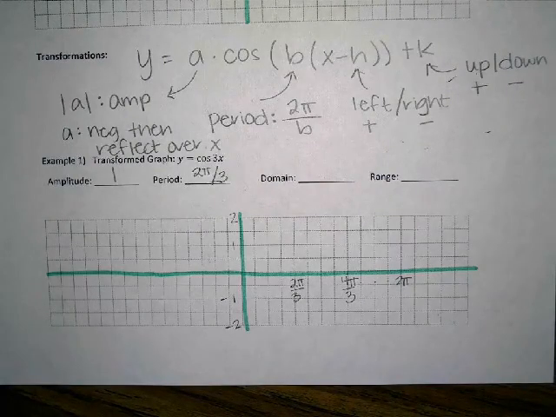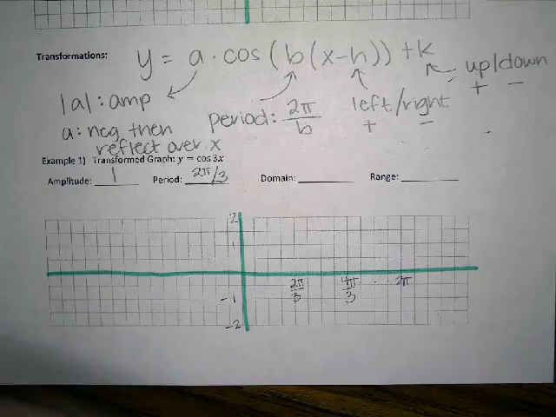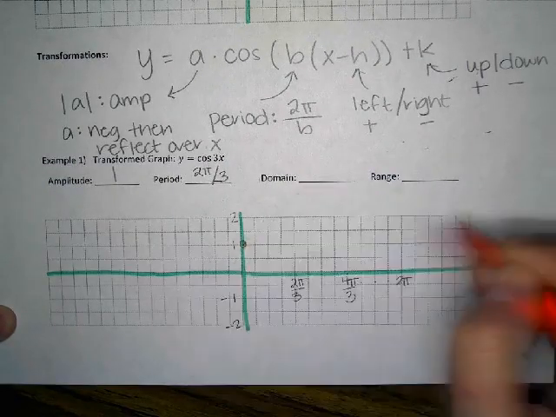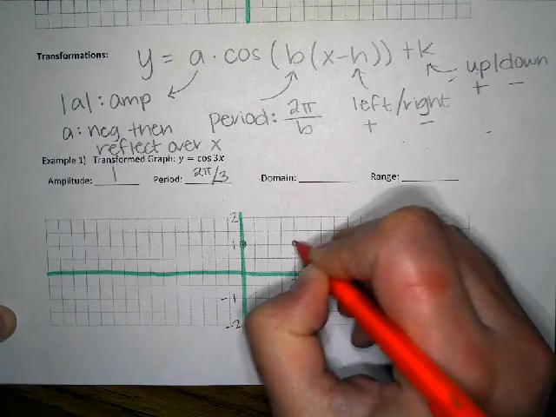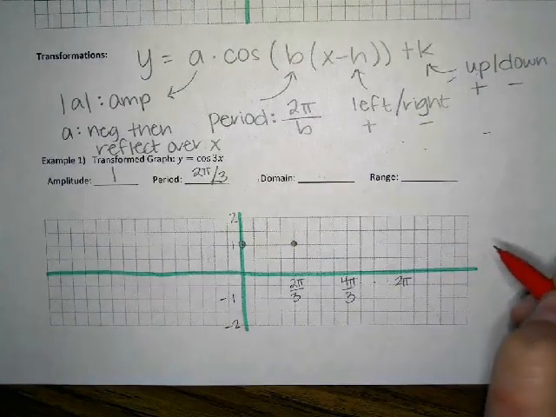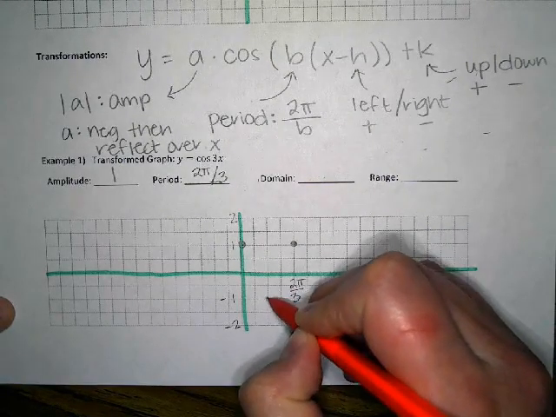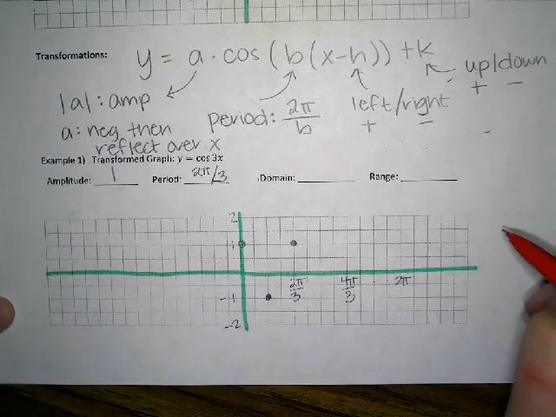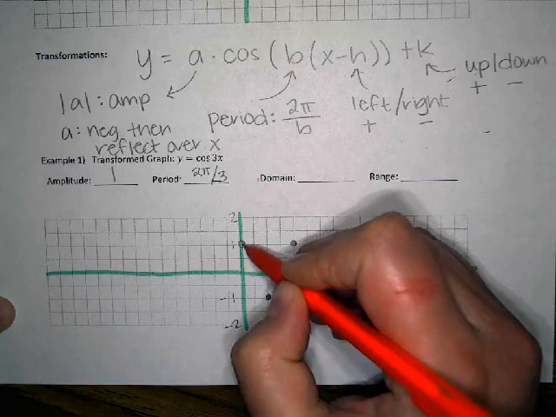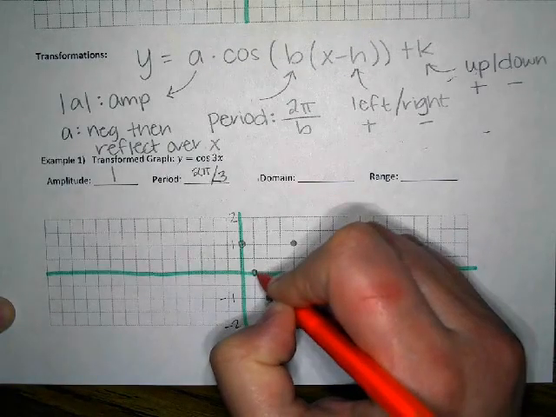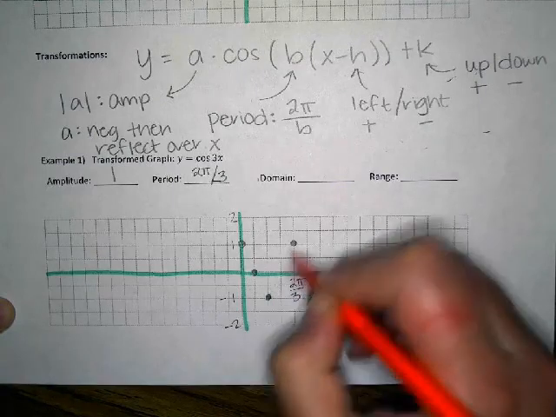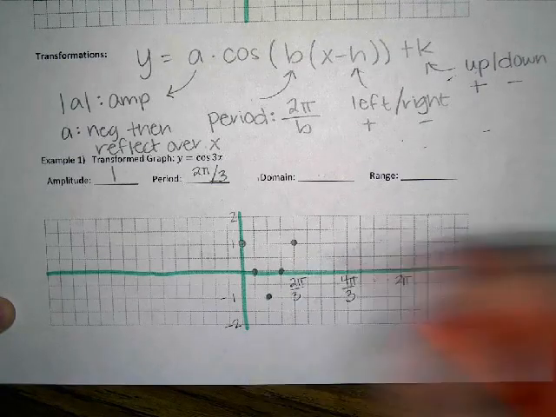Okay, so since this is a cos graph, do we start at 0 and end at 0, or start at 1, end at 1? Start at 1, end at 1. Then in the middle, we're going to dip down to -1. Between the first two ones, we cross 0. Between the second two ones, we cross 0. And then we could do it again.